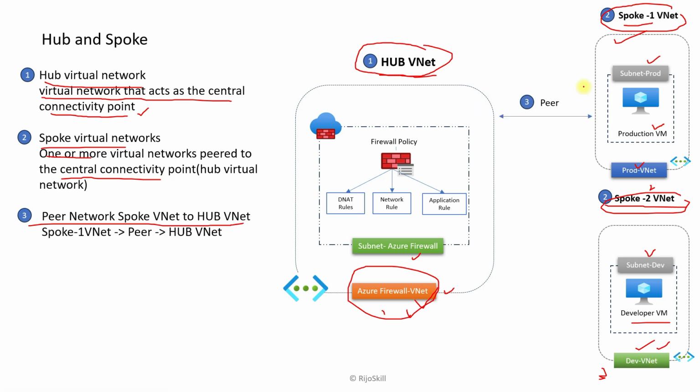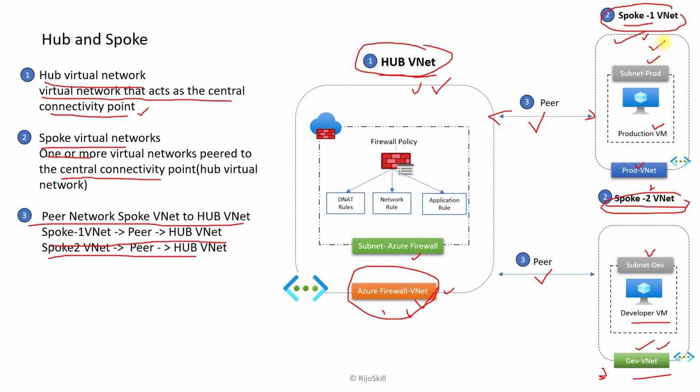Now you can see we have already peered one network, spoke 1, to our hub VNet. So now you understand what the spoke VNet and the hub VNet are. In the same way we peer the second, development VNet in Azure. So both VNets, production and development, are peered to our hub virtual network. The hub is your central connectivity, and the virtual networks you peer with this central connectivity are called spoke VNets. Now you understand hub VNet and spoke VNet.